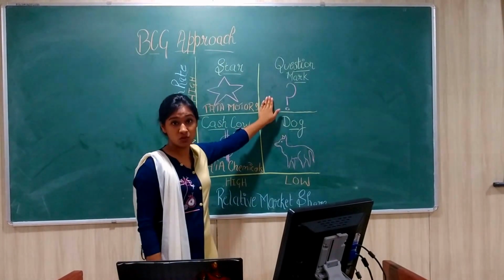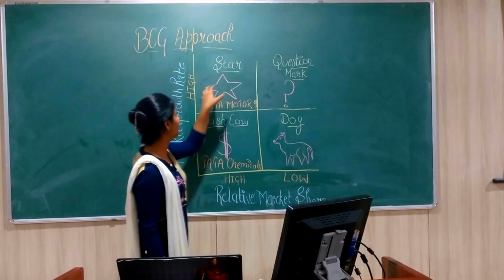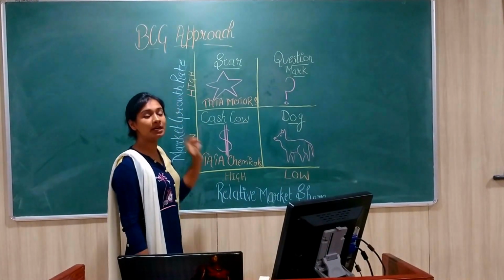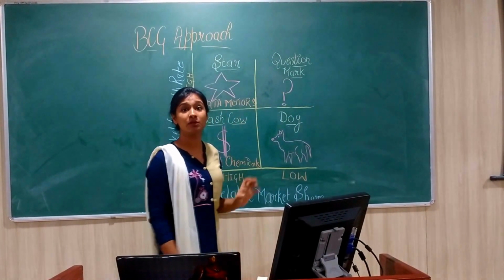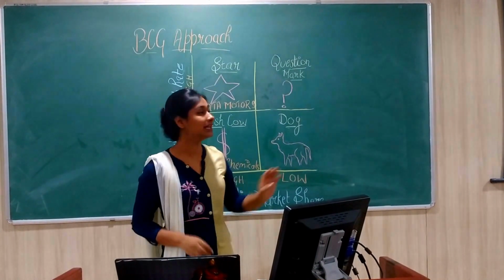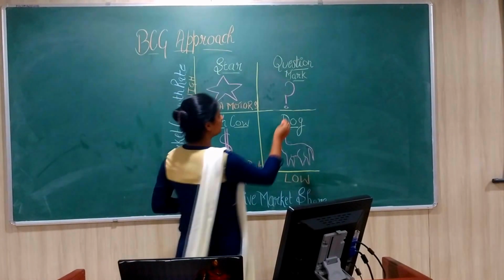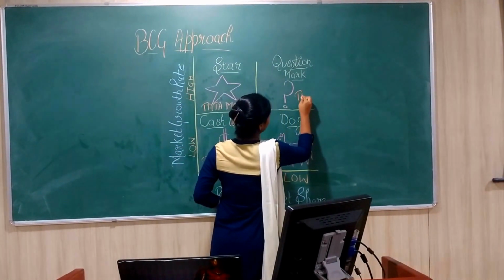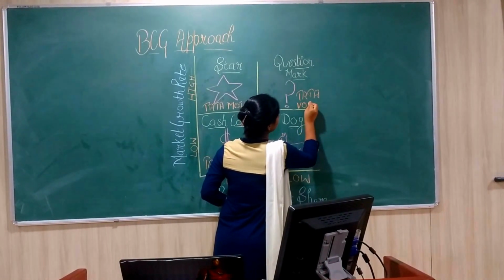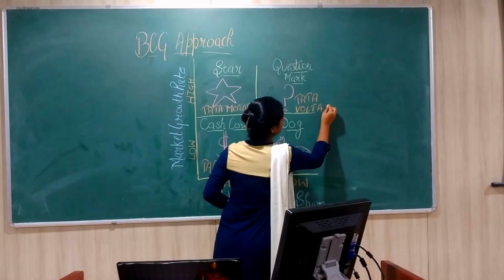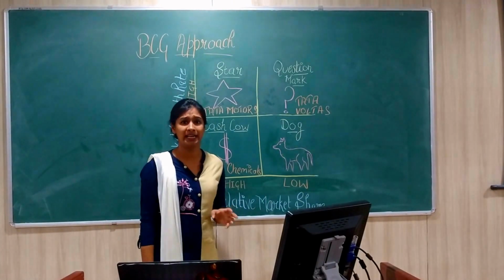Coming to the next quadrant, the question mark. Question marks are the subunits which have a very high market growth rate, but your relative market share in that particular market is very low, because of which you are not making a profit in these subunits. For this, we can take the example of Tata Voltas, and we can also take the example of Tata Docomo or Tata Telecommunications.